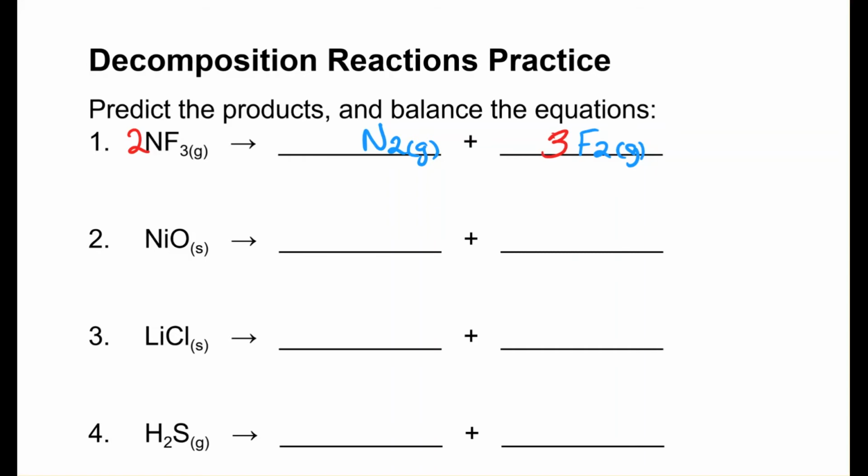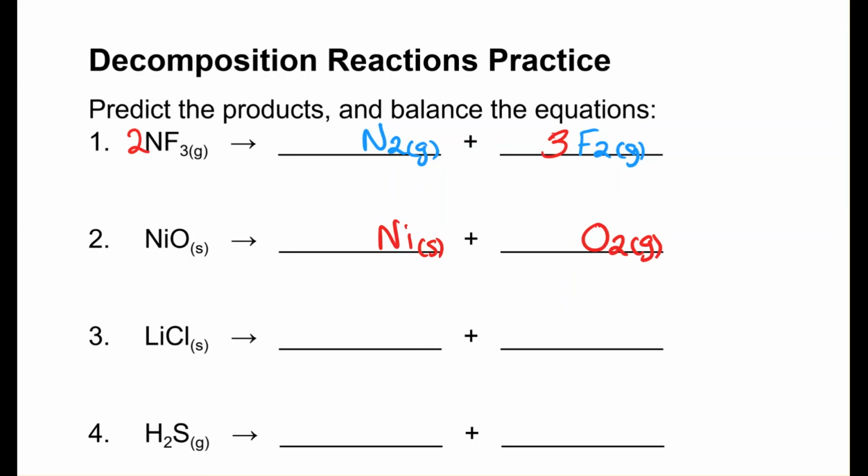Okay, let's try the next one. Nickel(II) oxide is decomposing, so it's going to turn into nickel and oxygen. Again, nickel's a solid because it's a metal, and metals are always solid at room temperature. You can just check your periodic table if you want to. And then oxygen is a gas. You hopefully should know that, but again, you can just check your periodic table if you want to. That's no problem.